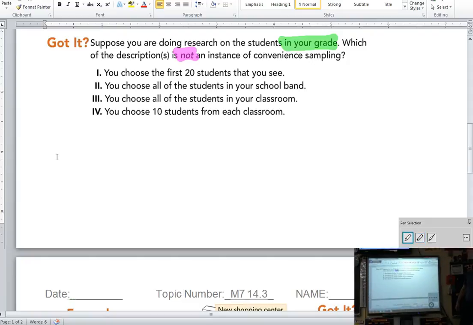About half hour. Mr. Hoover, when you choose the first 20 students you see, is that convenient? Yes. Yeah. First 20 people I saw. I just holler and I'm asking my question. You choose all the students in your school band. Anish, what do you think? Is that convenient?